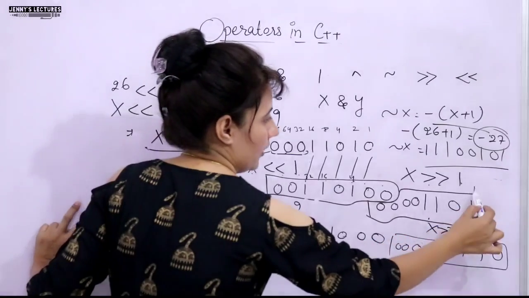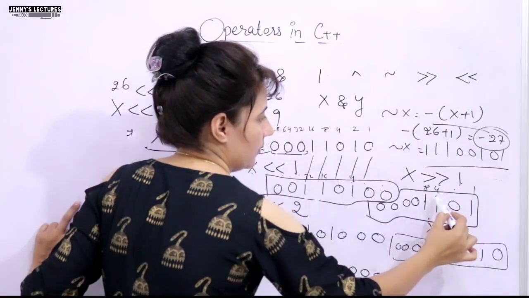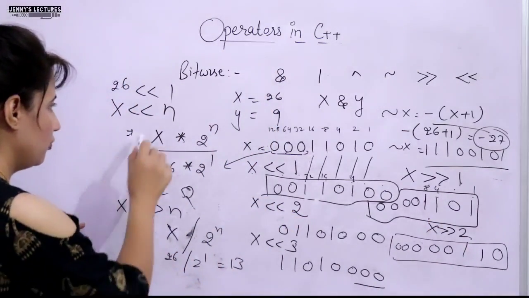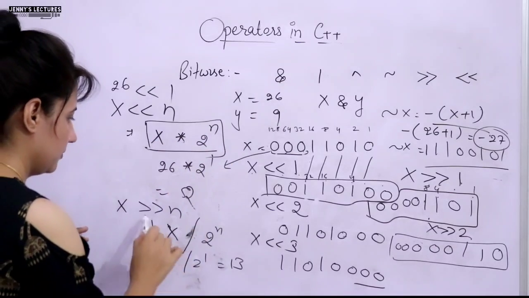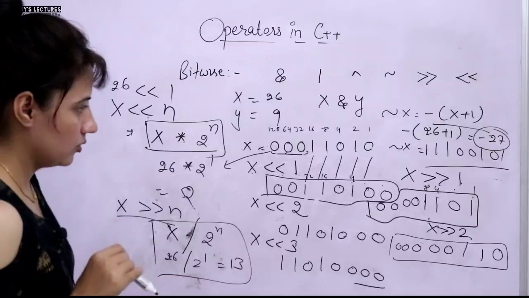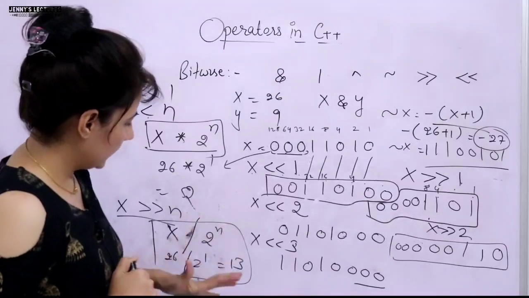So it is 13. 1 2 4 8. So 8 plus 4 plus 1, that is 13. So this is how you can tally the answer by this formula, right, for left shift and right shift. I hope you got it, right? Now let me show you the practical.